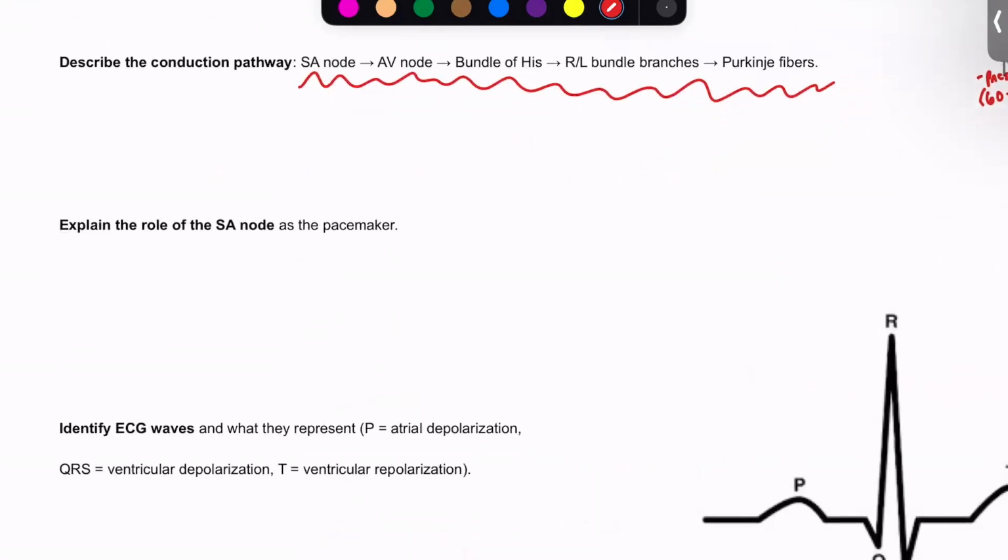Okay, explain the role of the SA node as the pacemaker. So we talked about this. It keeps your heart rate at 60 to 100 beats per minute. This is what's going to actually be initiating the heartbeat.